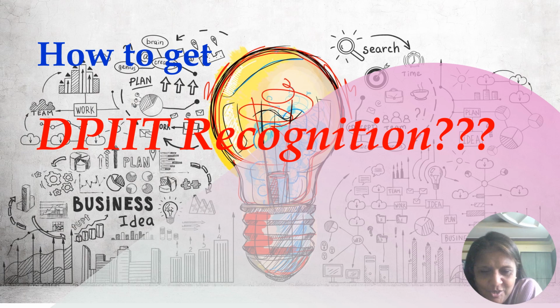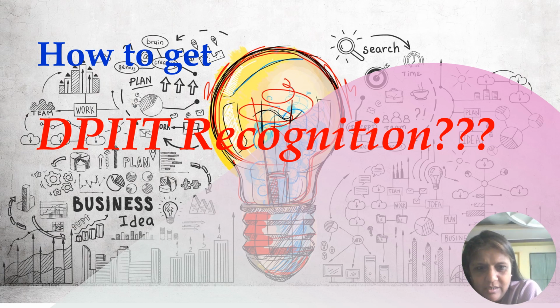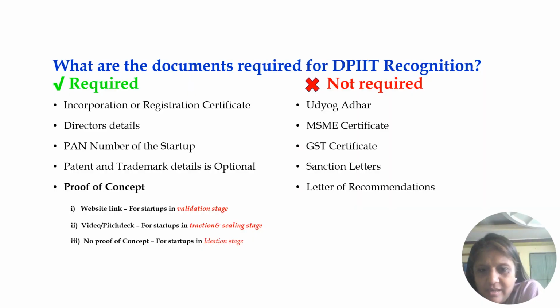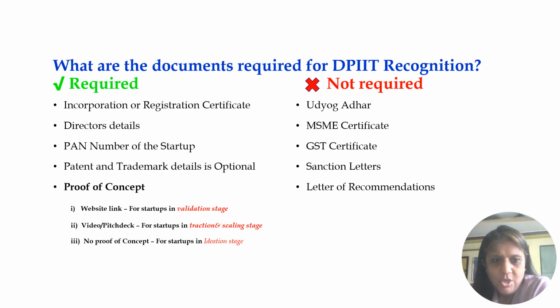Hello friends. So in this tutorial, as discussed, we will be looking into the procedure for getting DPIIT recognition. Before we actually move on to the process, which is a very compact process of 6 to 7 steps, we'll first of all look into the documents which are required and the documents which are not required. So we'll start with what are the documents required.